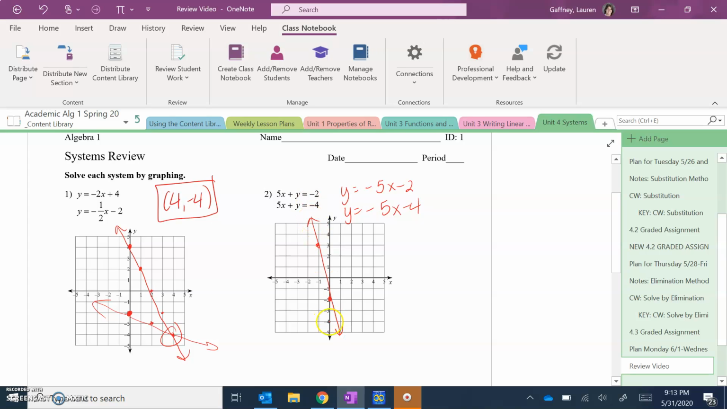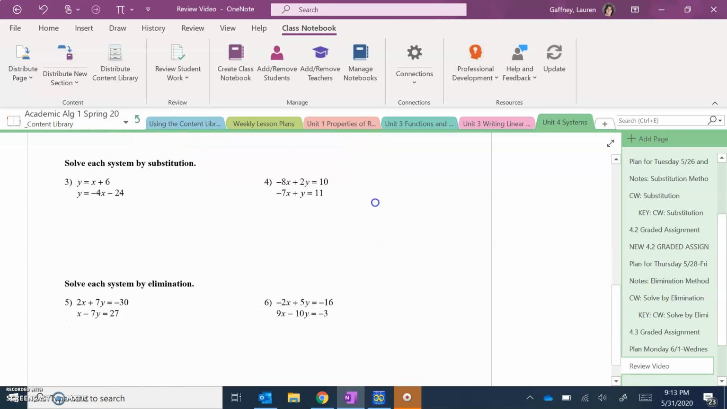For this one, my b is at -4, and it also has a slope of -5. 1, 2, 3, 4, 5. So these are really close together, but you should notice that they have the same slope. So these are parallel. So my final answer, they never intersect, is no solution. Okay? All right, let's do 2 by substitution.